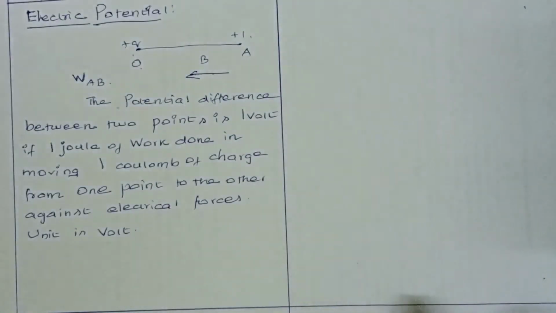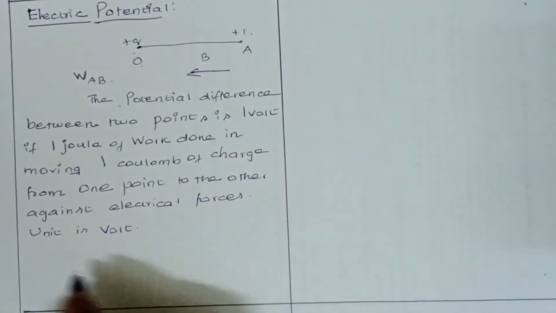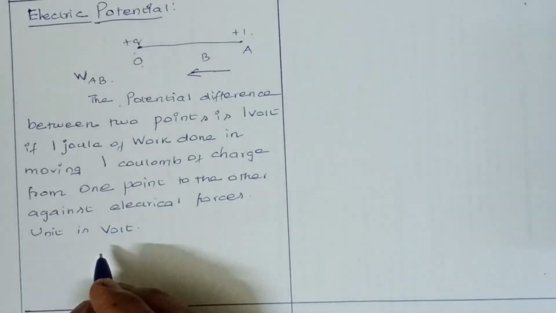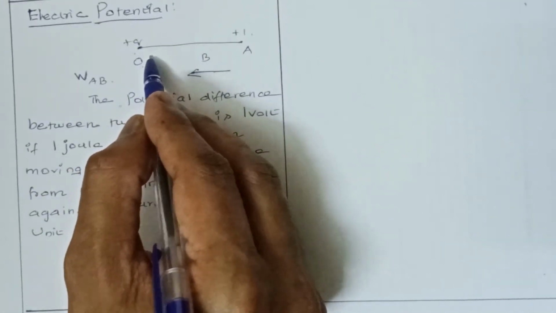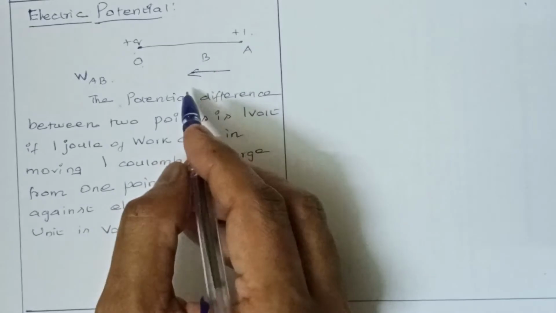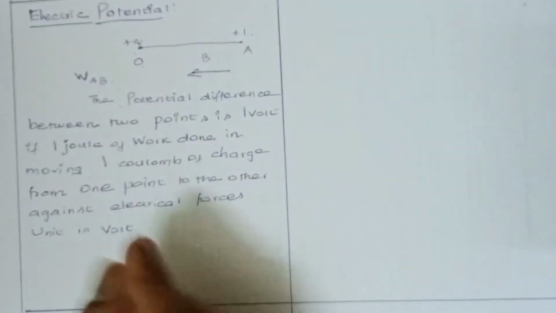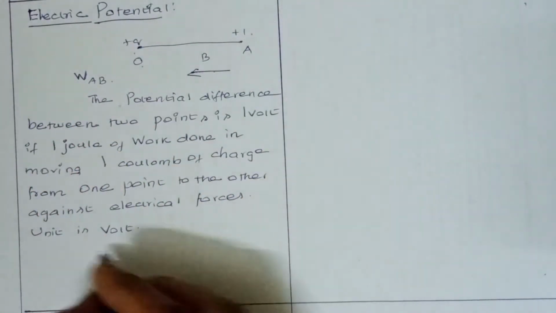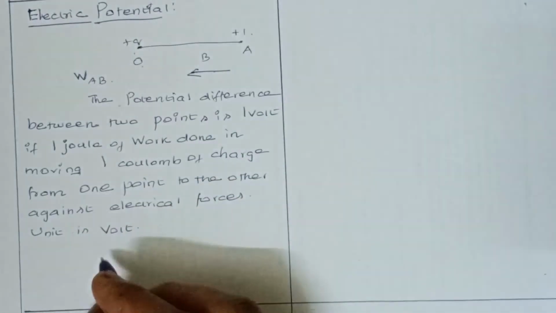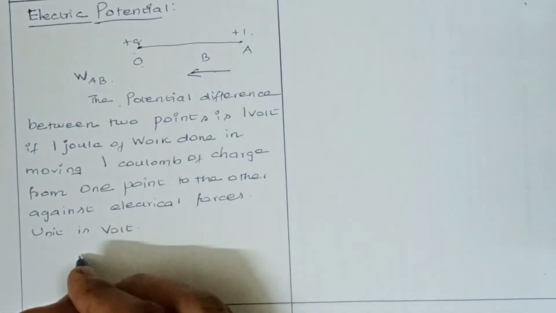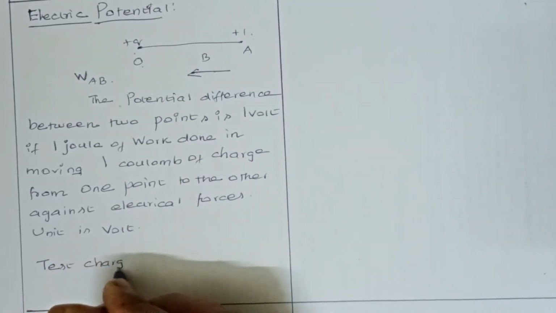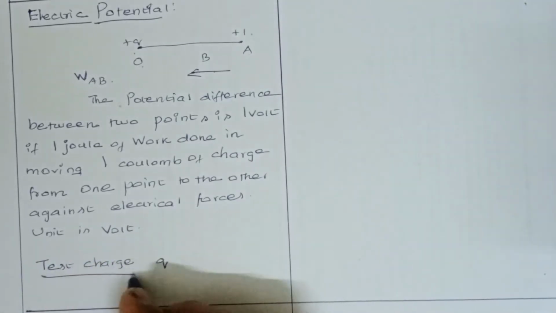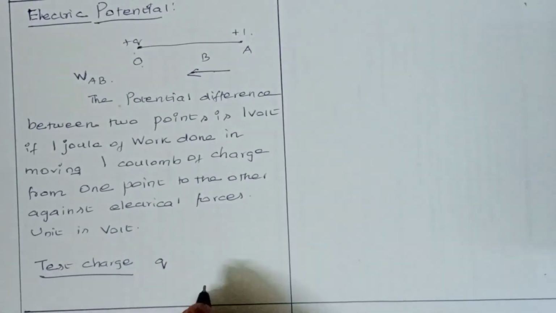How many joules of work have been done? That is called electric potential. So the potential at a point near an isolated positive charge is positive. The potential at a point near an isolated negative charge is always negative. Okay, so for example, now I am going to take one test charge. Test charge means we can do some test on this charge, test charge Q.